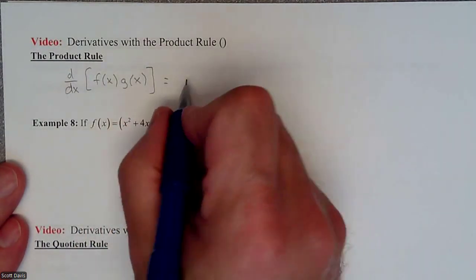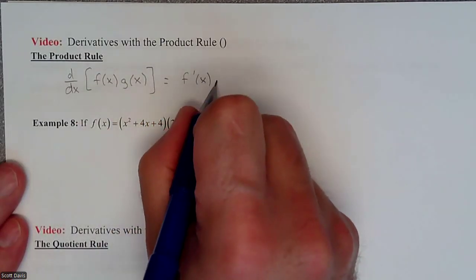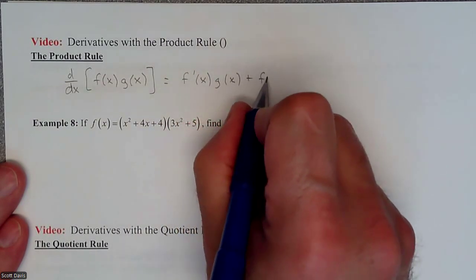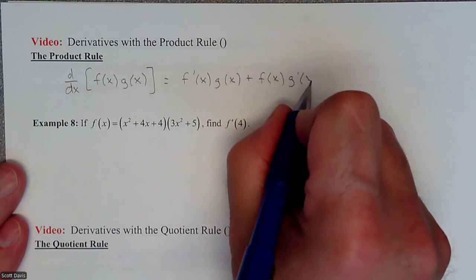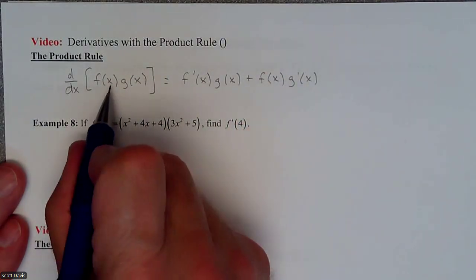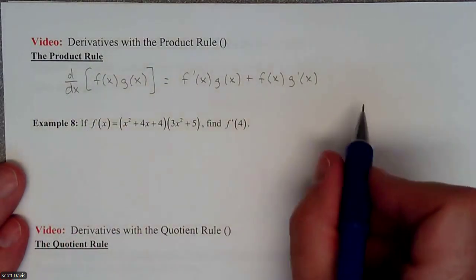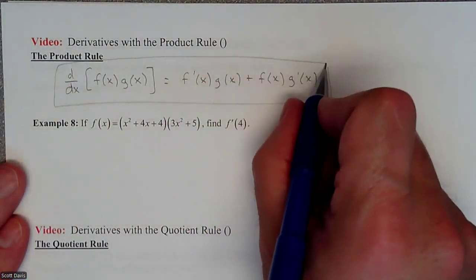So the product rule looks like we do the derivative of the first one times the second, plus the first times the derivative of the second. So derivative of the first times the second plus the first times the derivative of the second. And that is our process to doing the product rule.